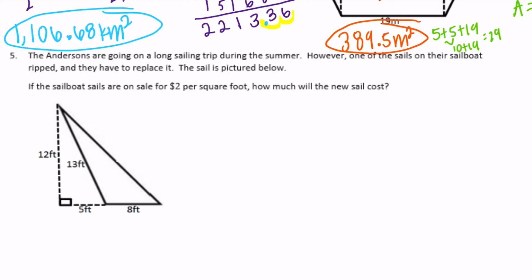Okay, so they're on sale for $2 per square foot. But first we need to know how many square feet this sail is. So let's find the area of the sail. 1/2 base times height. It looks like the base here is 8 feet. The height is this section right here, where it creates a 90-degree angle with the base. So the height is 12.